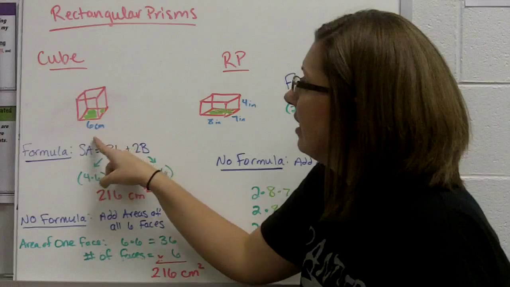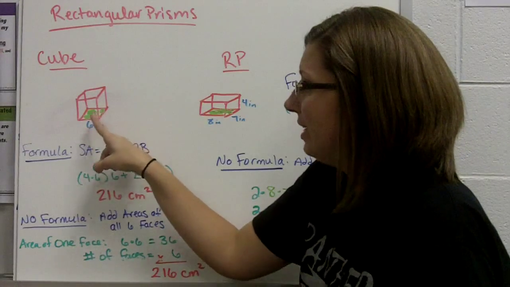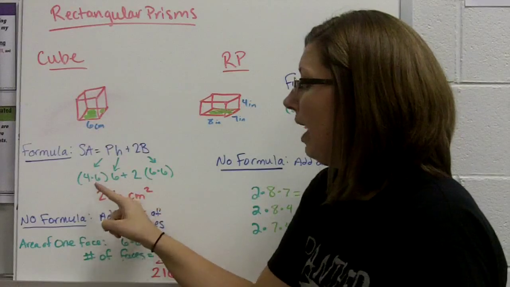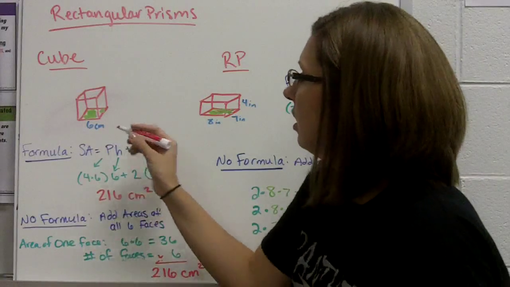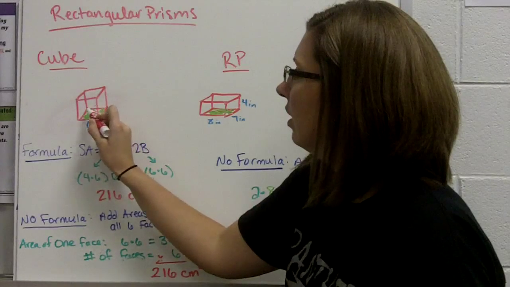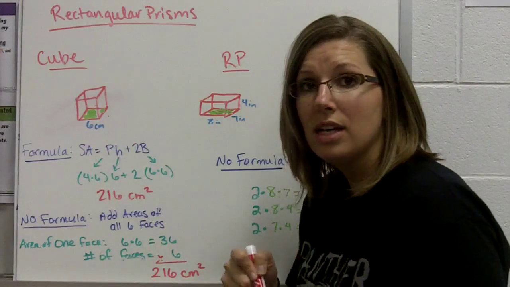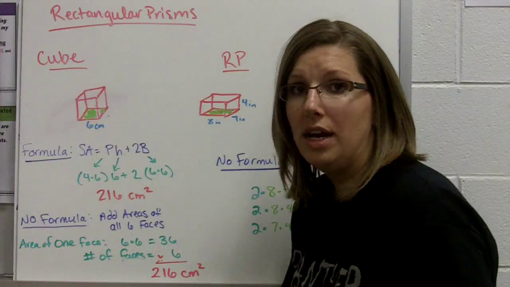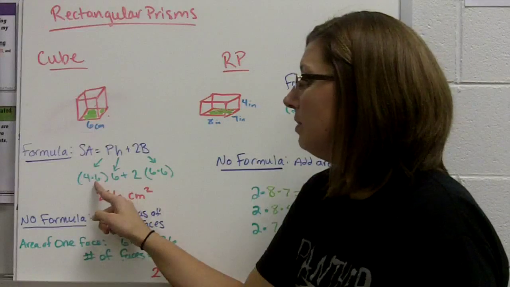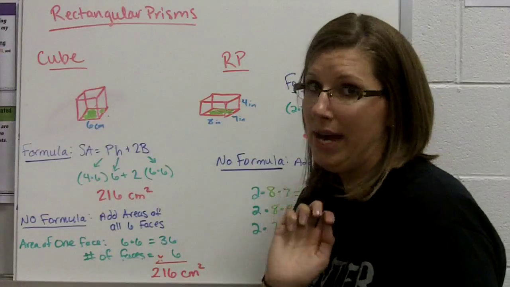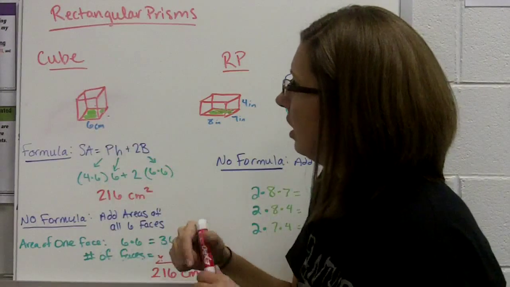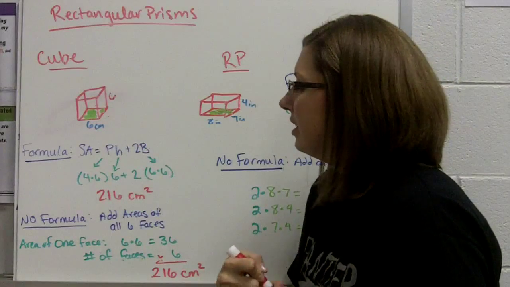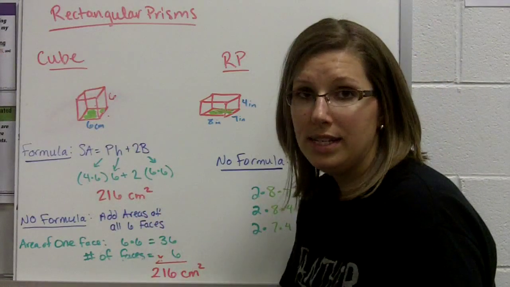So this base here is a square, so it is 6 centimeters all the way around. So there are 4 edges. Here, here, here, and here, that are the base. So instead of doing 6 plus 6 plus 6 plus 6, I just shortened it and did 4 times 6. That's how you find the perimeter of the base. The height of the prism is right here. That's also going to be 6. And so I'll end up multiplying all that together.